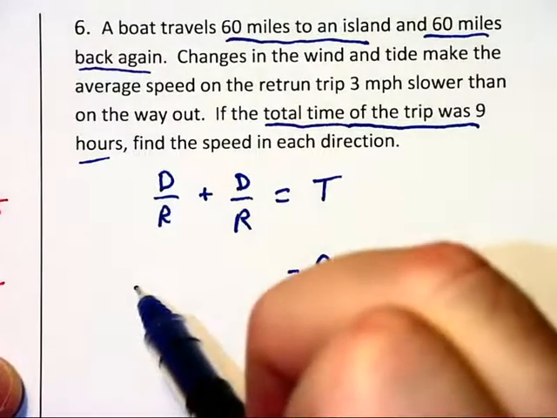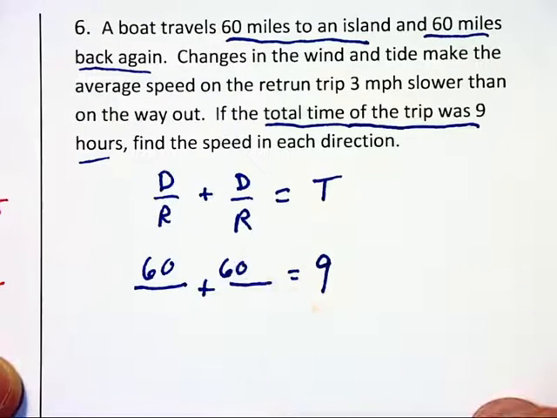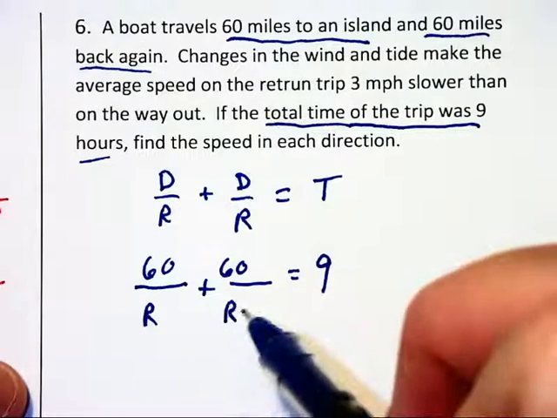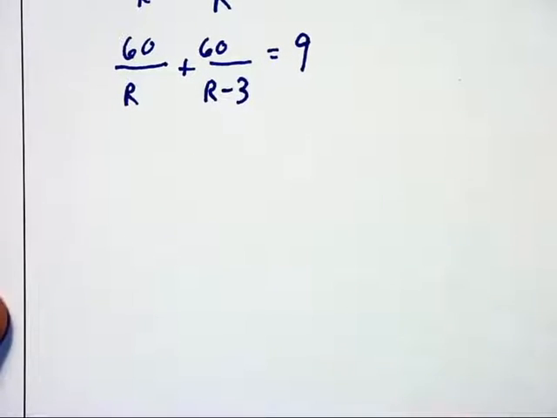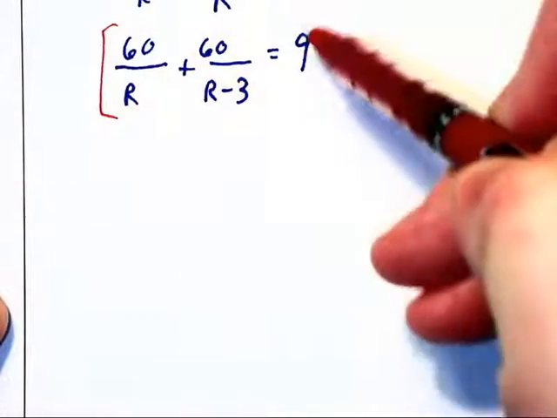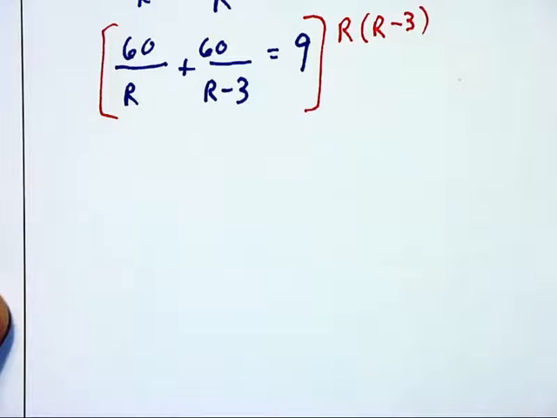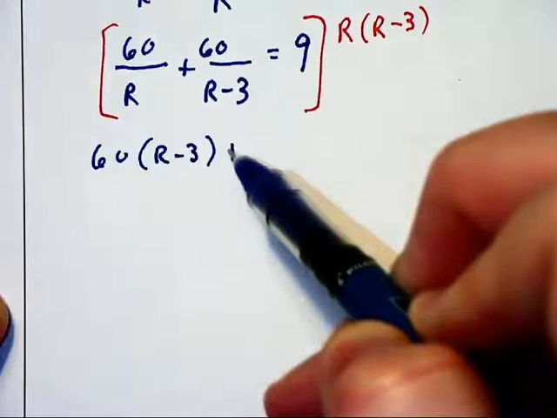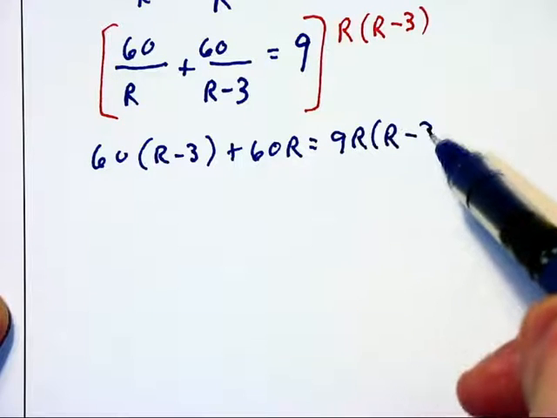We know that the distance in both directions is going to be 60 miles. And you know that the return trip, which I'll put second, is going to be 3 miles an hour slower. So we're going to have r and r minus 3. The first fraction there is going to be to the island. The second one will be coming home from the island. We're going to solve this by multiplying through by the least common multiple of the denominators, r times r minus 3. And this is going to give us 60 times r minus 3 plus 60r is equal to 9 times r times r minus 3.